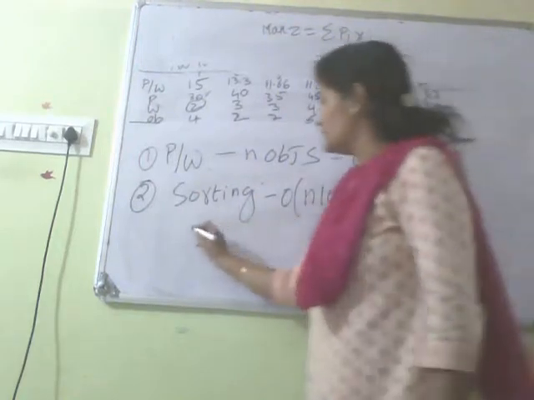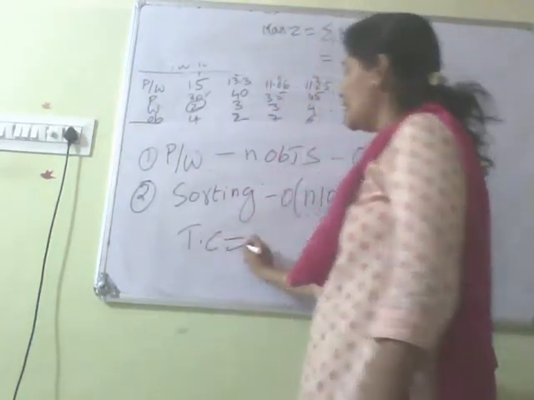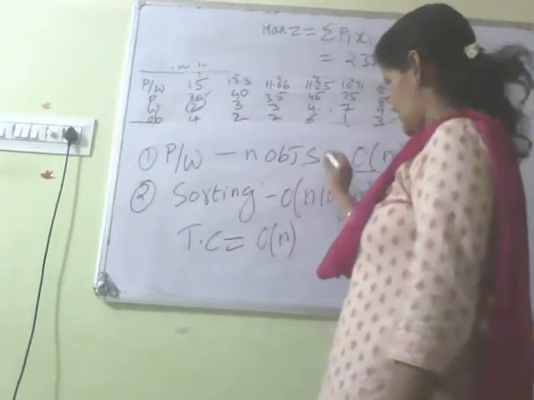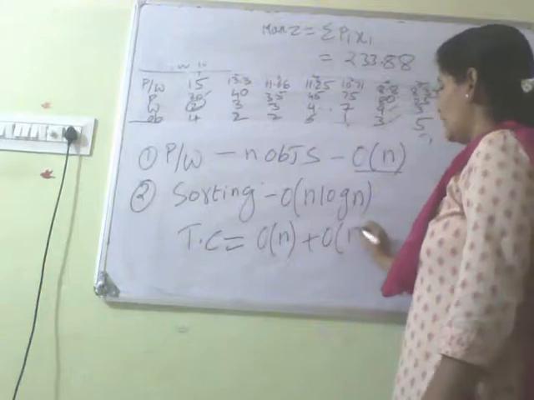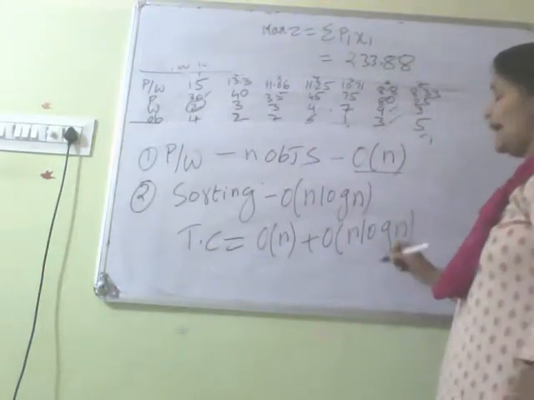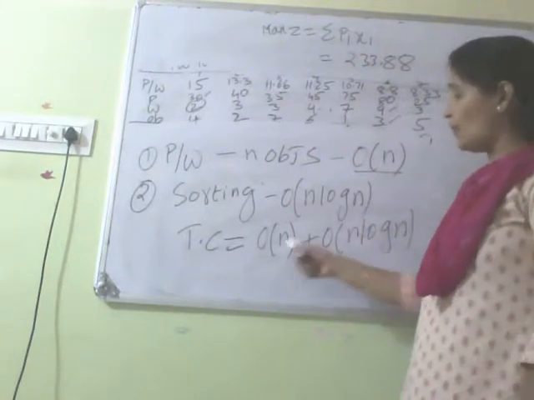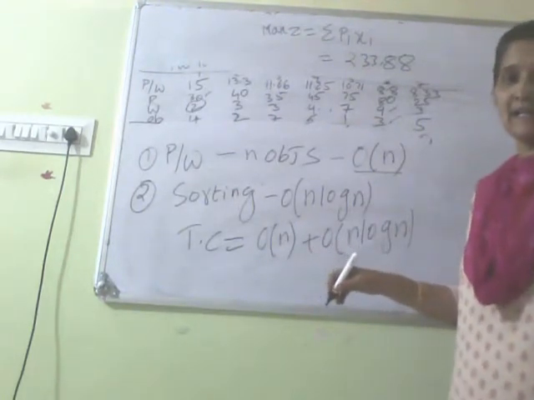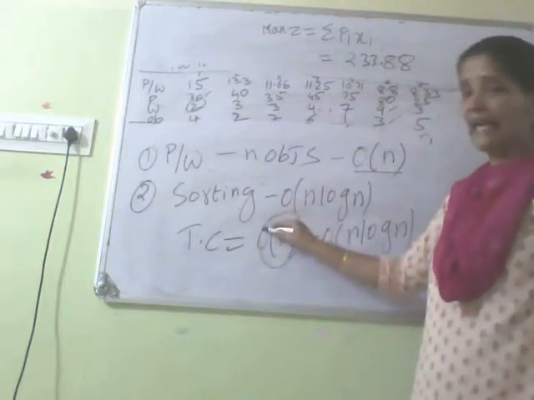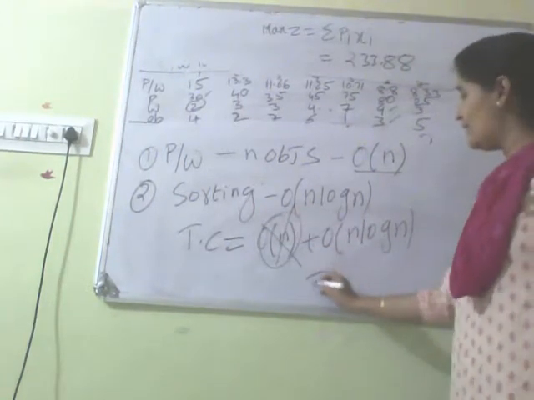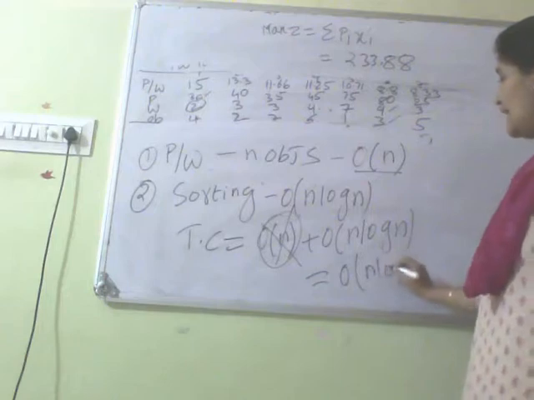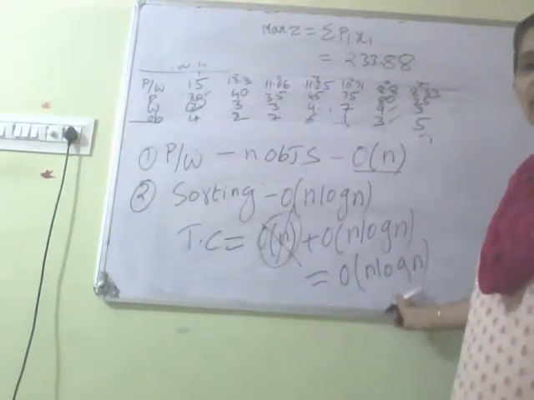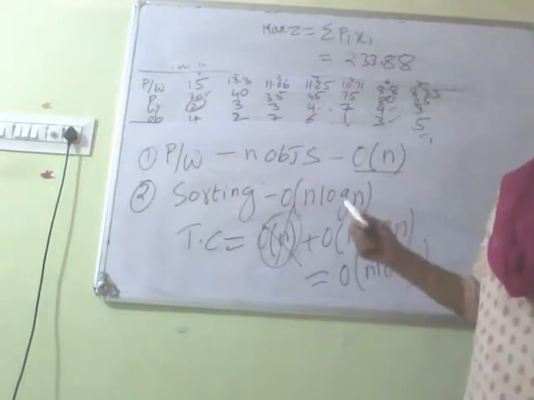Now, the total time complexity, these two you add. It is big O of n plus big O of n log n. So according to the properties of complexity, the lower order terms will be neglected. The lower order term is n. This n will be neglected. Finally, you will have n log n. So n log n is the time complexity for the knapsack problem.